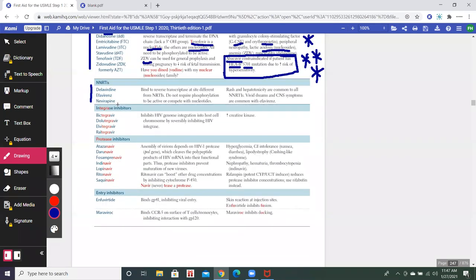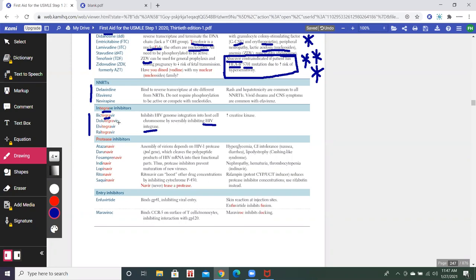Thank you. Next one is integrase inhibitors, okay? So they inhibit HIV genome integration into the host cell by reversibly inhibiting HIV integrase, okay? They increase creatine kinase over here, but you do not get any questions for this because it's a very non-specific increase.